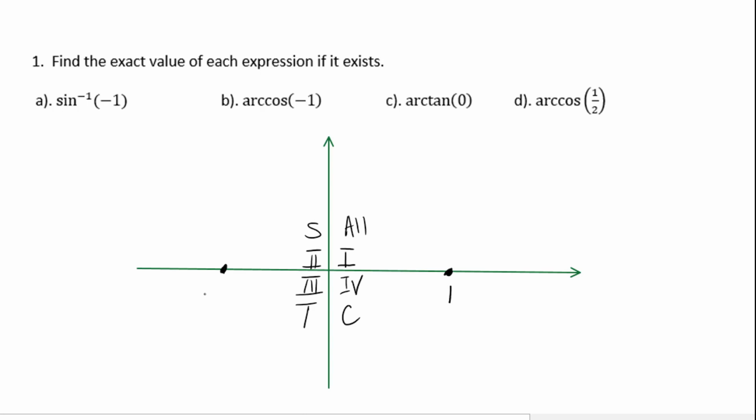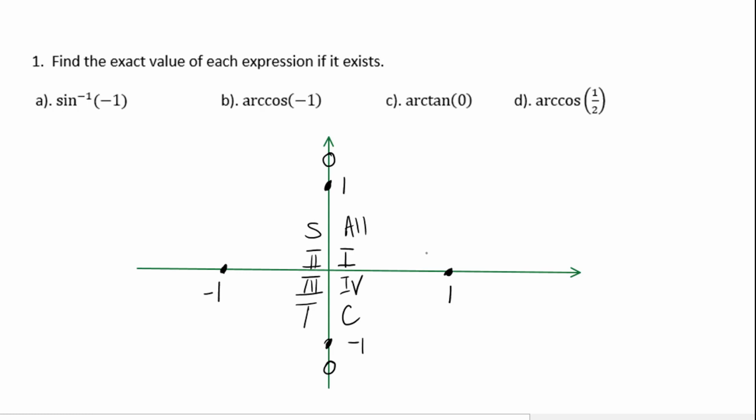This dot is labeled as 1. This dot is labeled as -1. Then this is a dot labeled as 1. And this dot is labeled as -1. Then open circle here, open circle here.